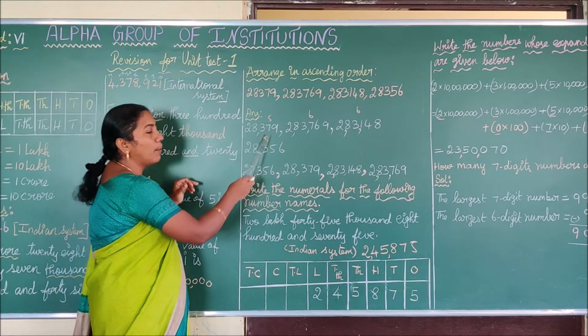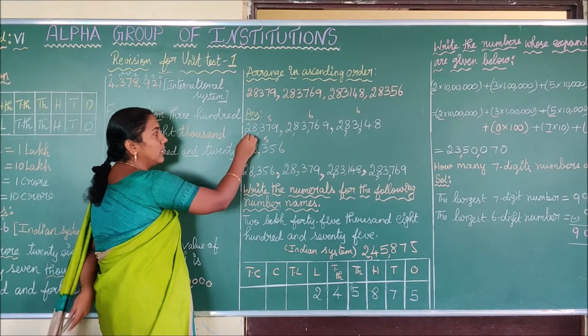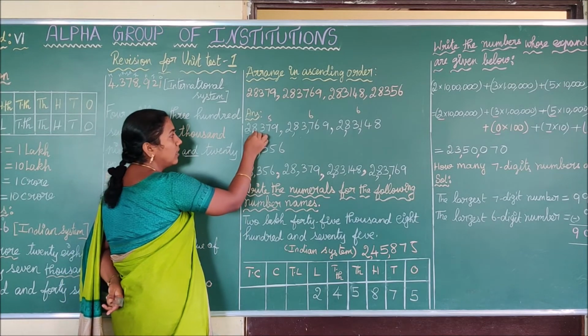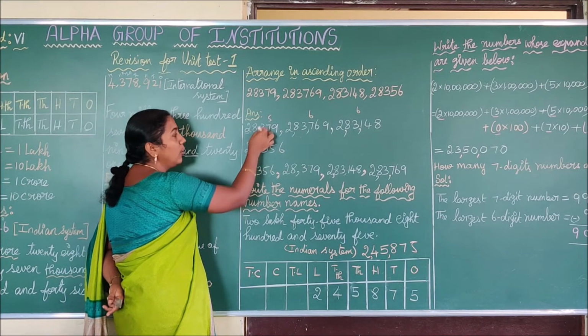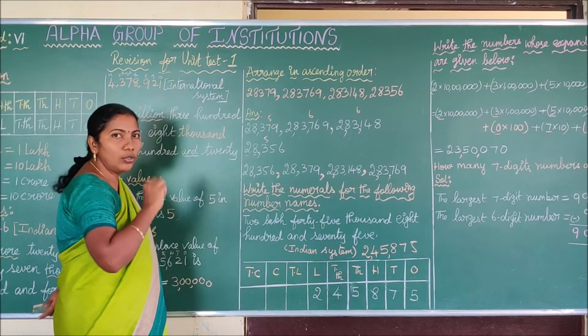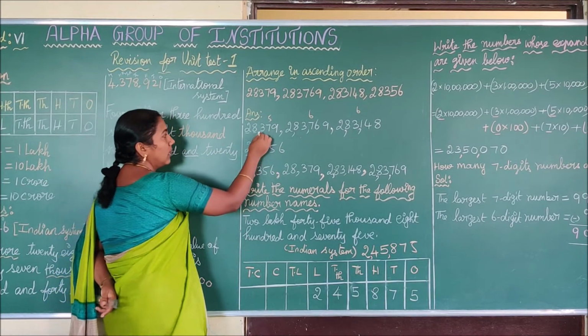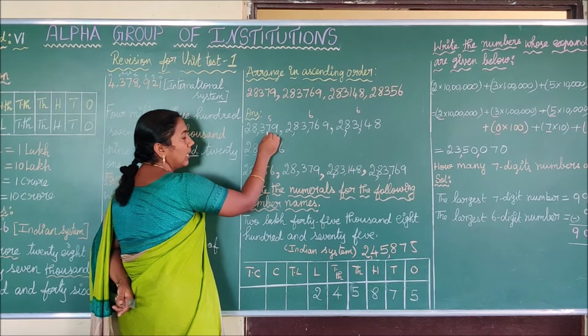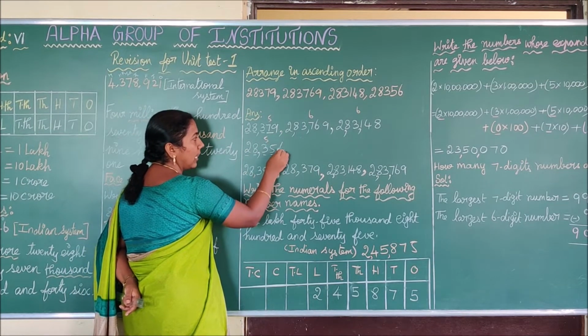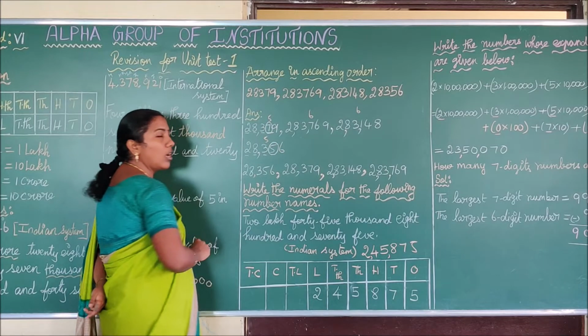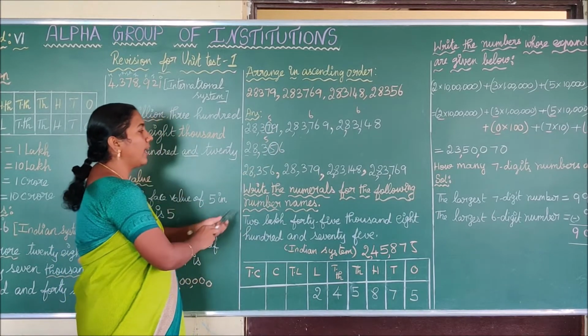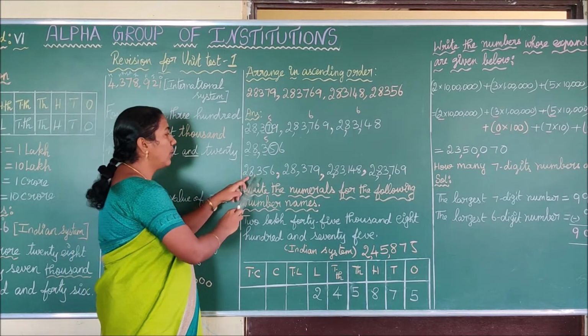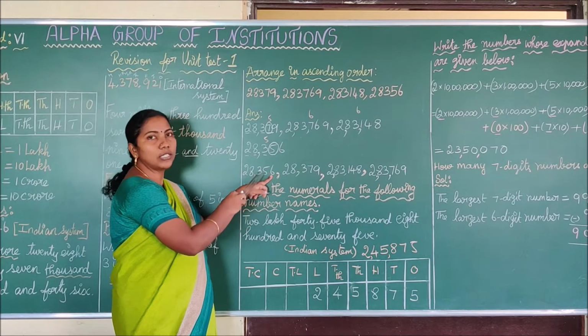Now, we are going to compare these two numbers. Compare the first digit 2, here also 2. Next number 8, here also 8. Until you get the smaller number, you have to compare. Okay? What is the number here next? 3. Here also 3. Then compare the next number. Here 7, here 5. So which is the smaller number? 5. So you have to write this number first. Thus 28,356 is the first smaller number.